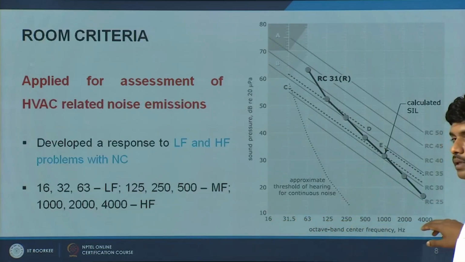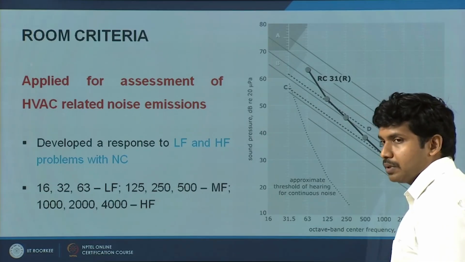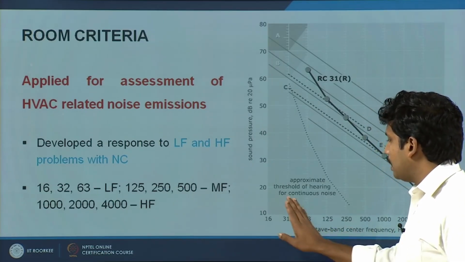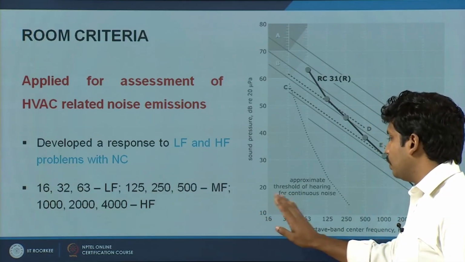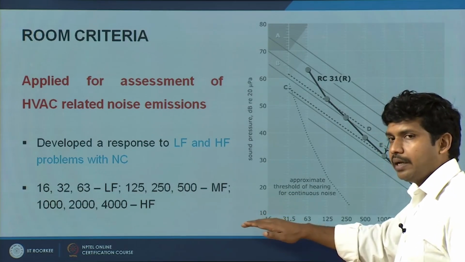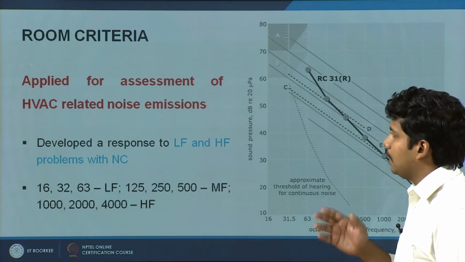You have the octave band center frequencies on the x axis. The difference is it goes up to a maximum of 4000 hertz, but for the minimum, earlier it went down to 63 hertz, and now it goes further down to 16 hertz. So you are starting to consider much lower frequencies than what noise criteria actually allowed for.